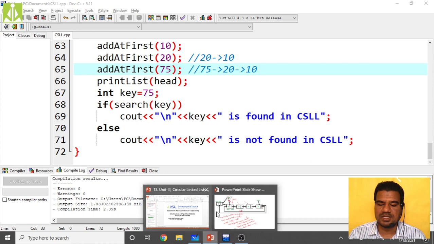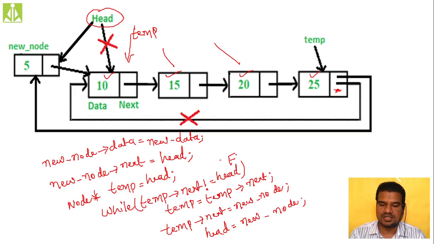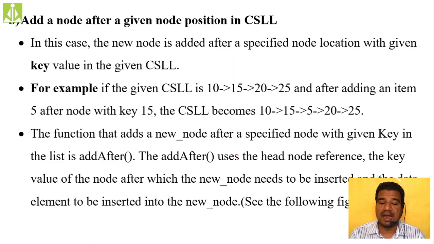So quickly go and see the next operation. Hopefully this is clear to you. The next operation is adding a node after a given node, after a specified node location with a given key value. Here, instead of given node position, we have to correct it as given node key value. I will do that correction.